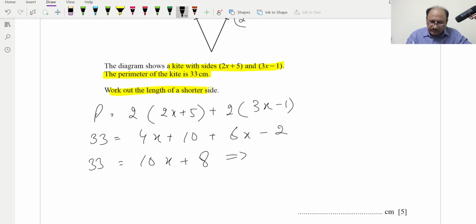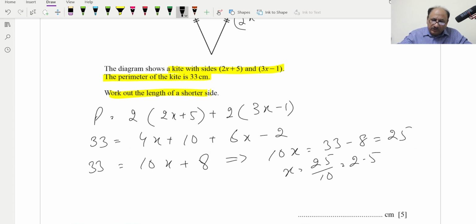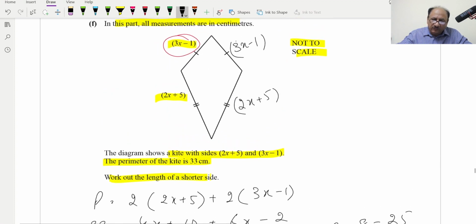This implies 10x is equal to 33 minus 8, which is equal to 25. So x is equal to 25 over 10, which is equal to 2.5. Now x is equal to 2.5, and we have to find the value of 3x minus 1.